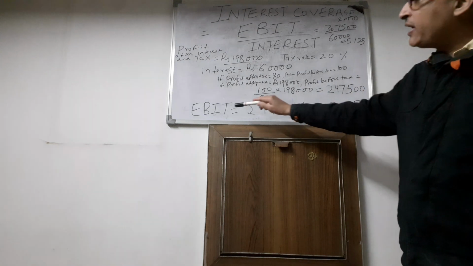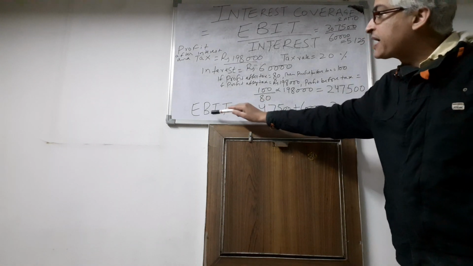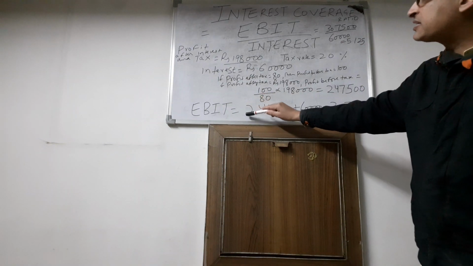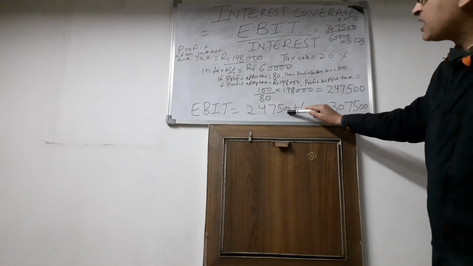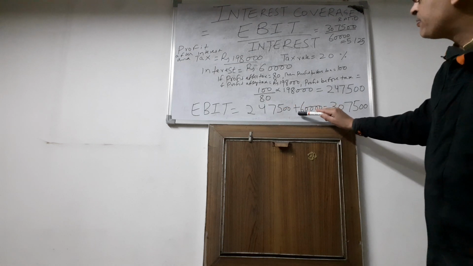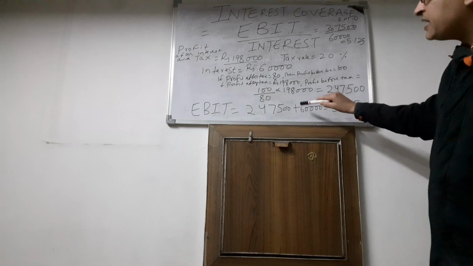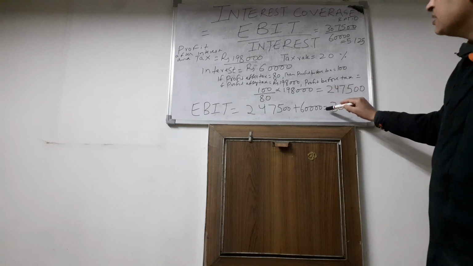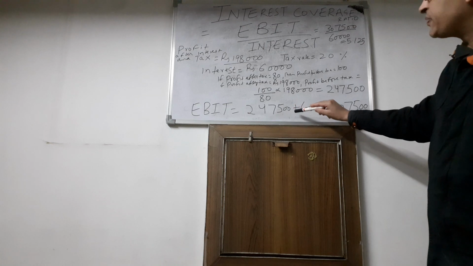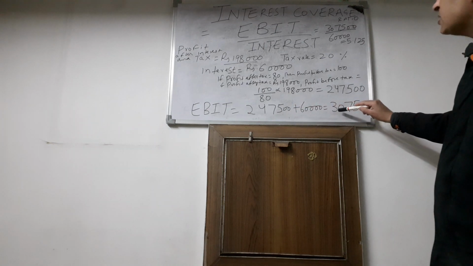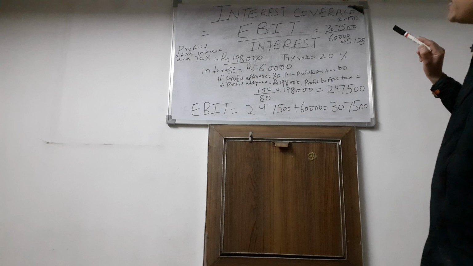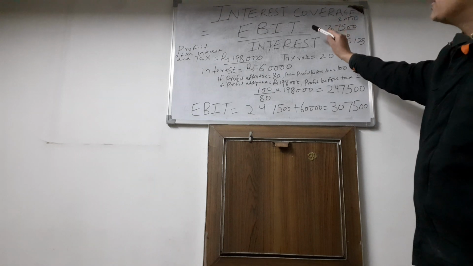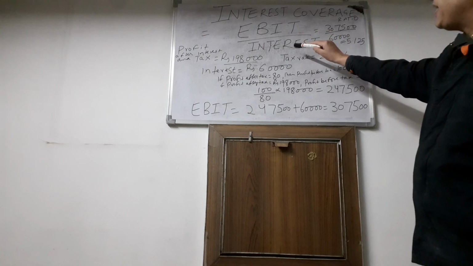So now we will calculate profit before interest and tax, or earnings before interest and tax. So earnings before interest and tax is equal to 2,47,500 plus the amount of interest on long-term debt, that is 60,000. So 2,47,500 plus 60,000 is equal to 3,07,500.